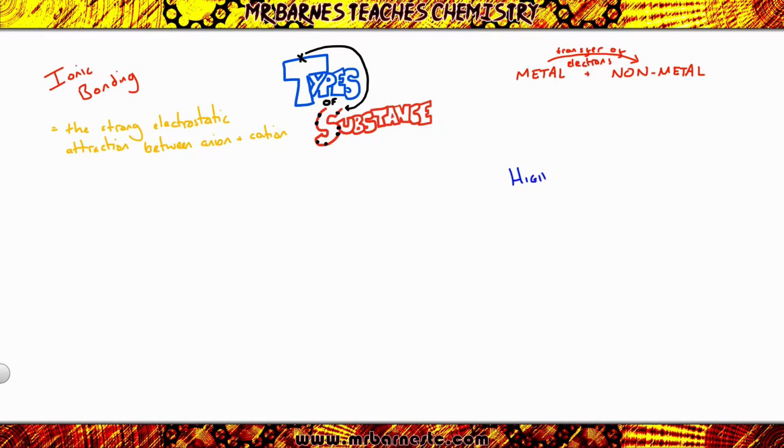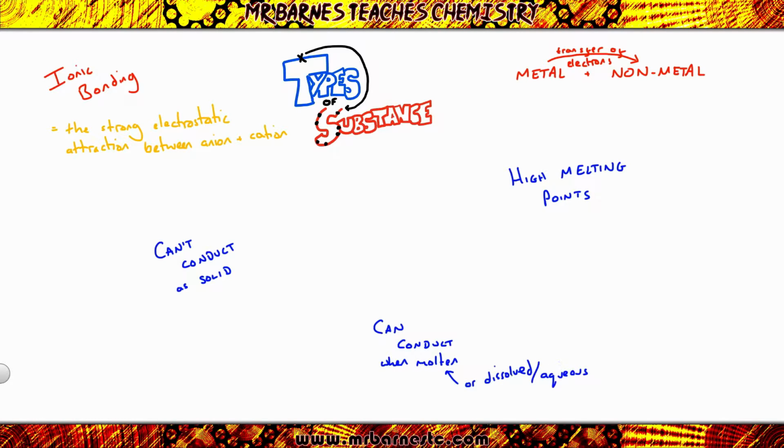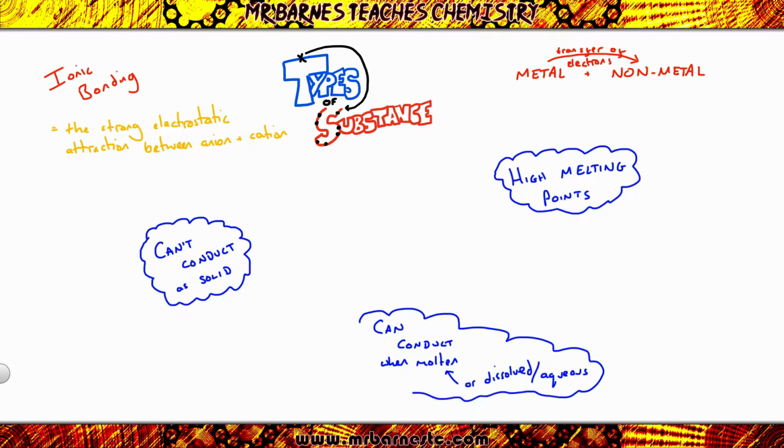The final part of the ionic bonding section is the properties. Nice and simply, ionic compounds have high melting points. They cannot conduct electricity when solid, but they can when they are molten or dissolved or aqueous. The explanation for all three of those is linked to the definition of the bond, which is the strong electrostatic attraction between your anion and cation.